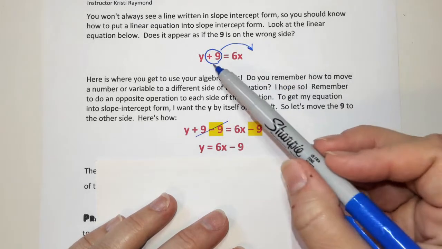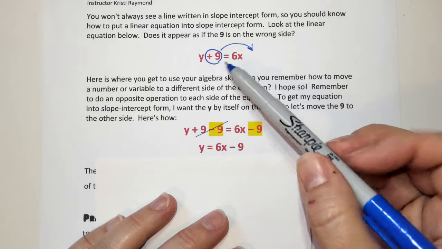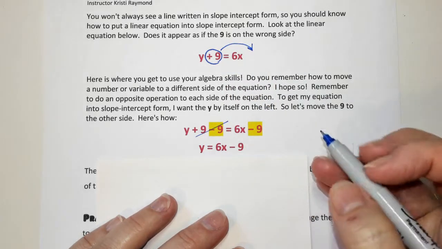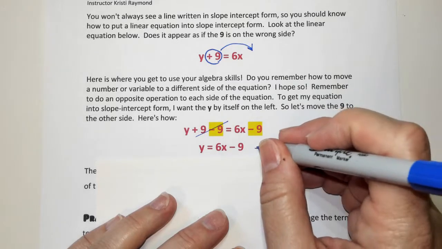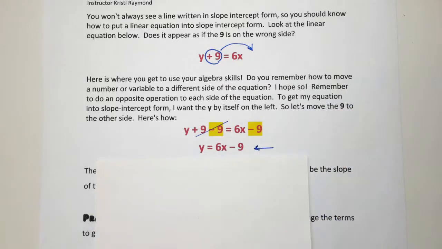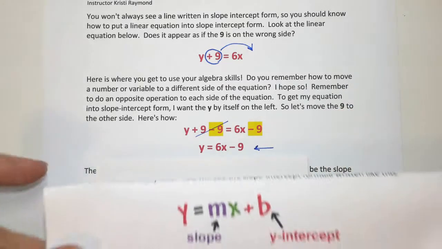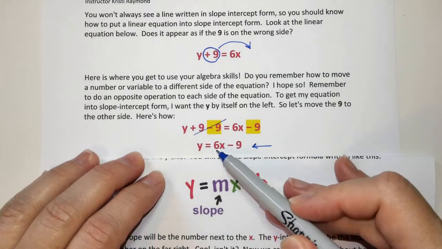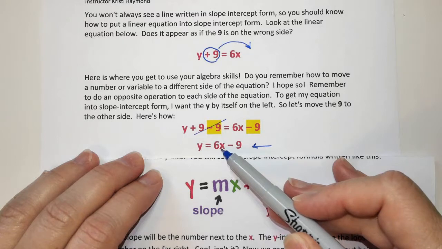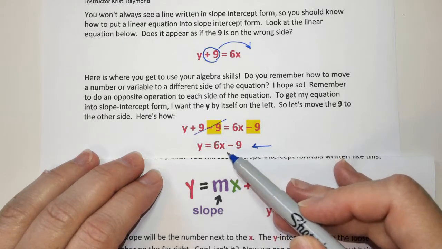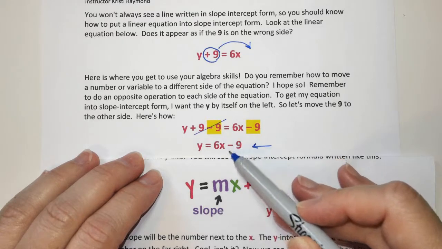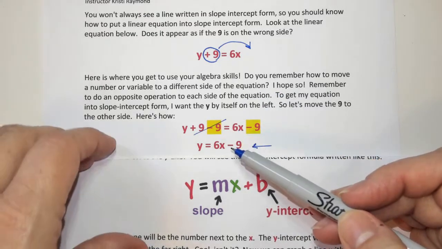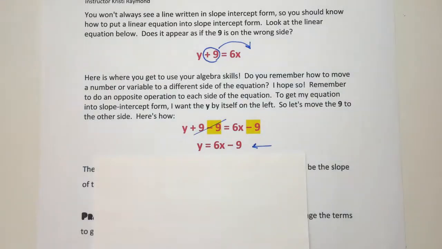So I moved my plus 9 to the other side. Some people think of it as change the sign and just move it. It's the exact same thing. Now here's my formula in slope-intercept form. Let's just double check it. Do I have y by itself on one side? I do. I have some number next to my x. This will be my slope here. And then I have a negative 9, which is my y-intercept. So with one step, I was able to put my line into slope-intercept form.